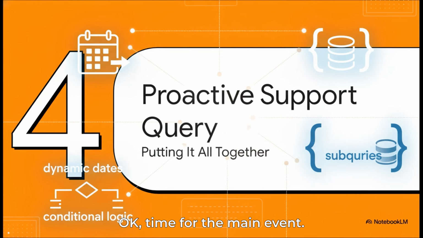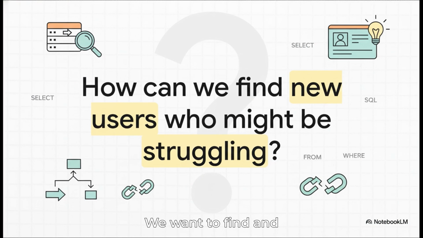Okay, time for the main event. Let's combine all three of these tools, our dynamic dates, our conditional CASE logic, and our subqueries, to build a truly proactive support query. This is about getting ahead of problems before they even happen. So here's the goal. We want to find and help users before they even have a chance to contact support. We're looking for people who are new to the platform but haven't taken a key action yet, like placing their first order. That's often a sign that they might be stuck or confused about something.